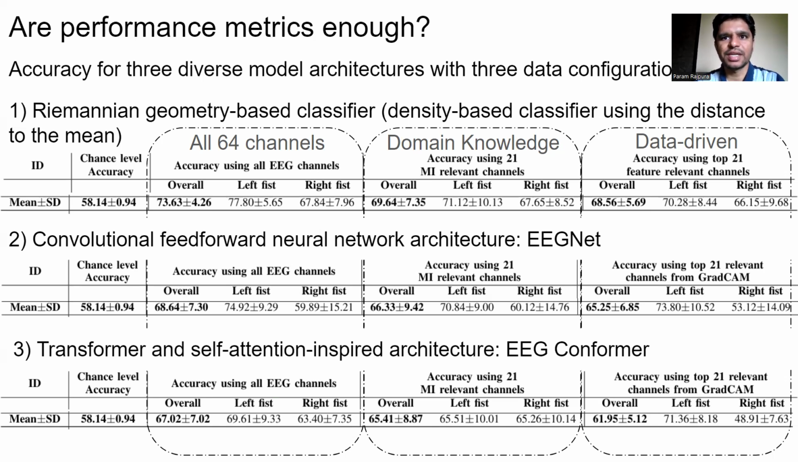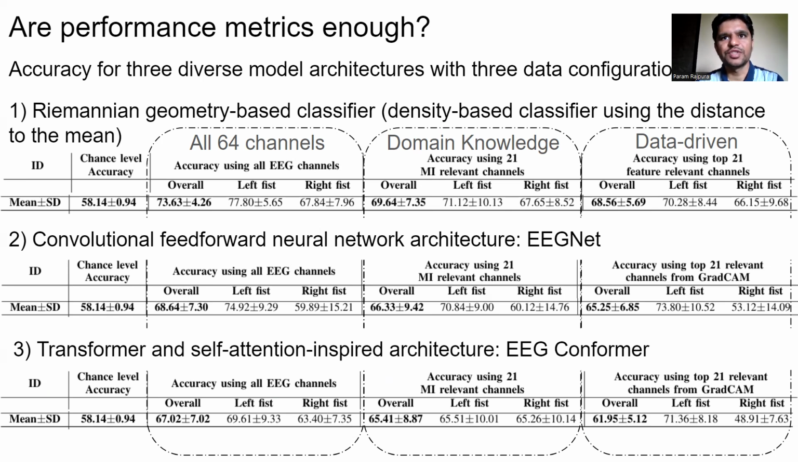The accuracy metrics show that the MDM classifier is the best performer, followed by EEGNet and EEG Conformer. The monotonic decrease in accuracy across data configurations is also evident as we go from 64 channels to 21 channels using domain knowledge and data-driven feature relevance scores.